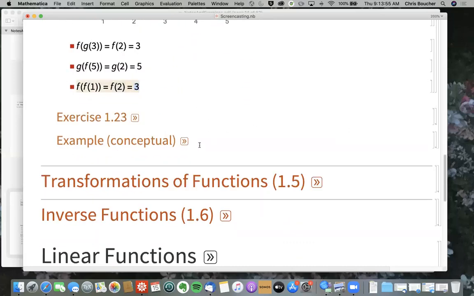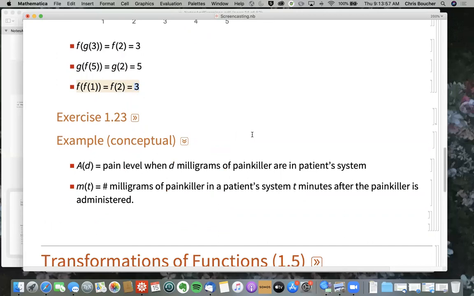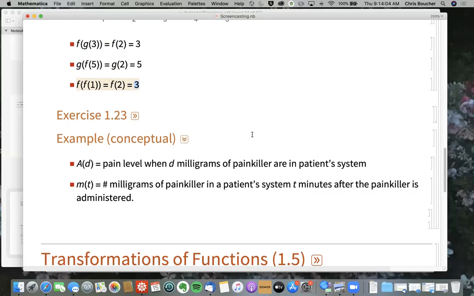Okay, one final example, and that's probably enough for compositions, and we can move on and talk about transformations. We won't do all of transformations in this video, but we'll talk about a good chunk of it. So here are two functions that are just described in words, right? So I have a function a of d. So d is the input to this function. And what does d measure? d measures the number of milligrams of a painkiller that are in a patient's system.